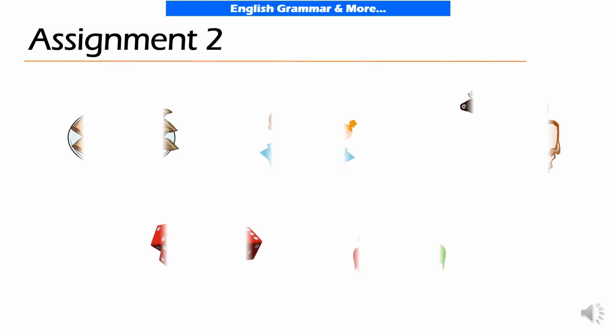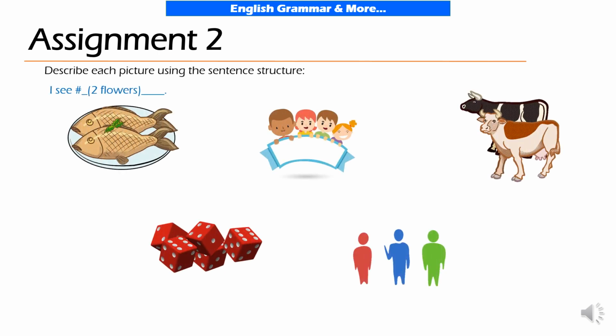For the second assignment, what you need to do is to describe each picture using the sentence structure I see. For example, I see 2 flowers. You have 30 seconds to complete this task. After 30 seconds, I'll show the correct answers so that you can cross-check.